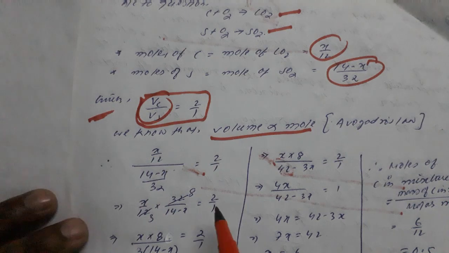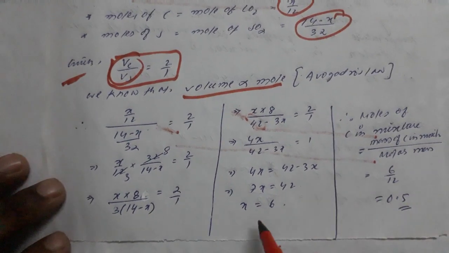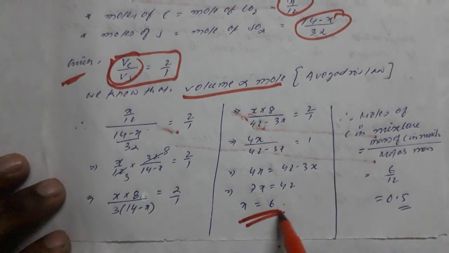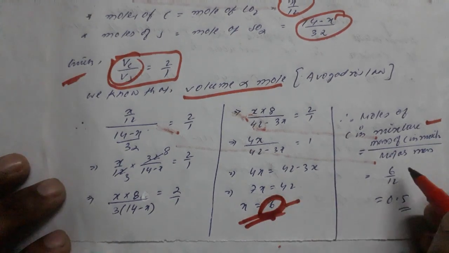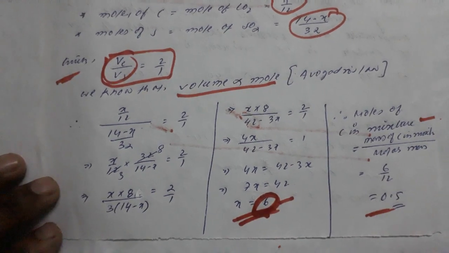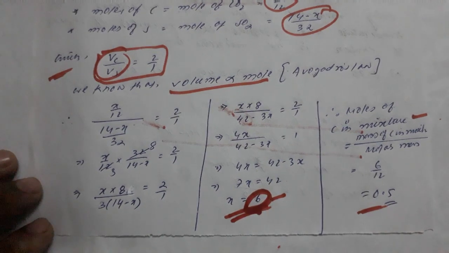So we have just done this, and we have tried to find out the value of X, the mass of carbon, as it is asking to calculate the mass mole of carbon. So mole of carbon in mixture equals mass of carbon in mixture, 6, divided by molar mass, which will be 0.5. I think you guys have understood these things. Try to go through these things very carefully.